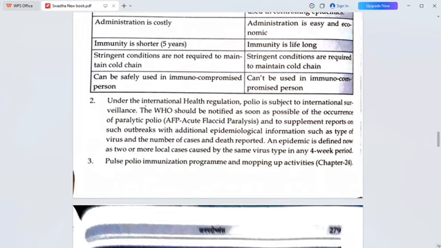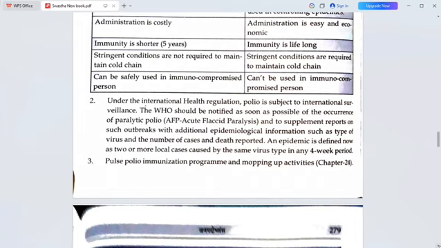Then, under the international health regulation, polio is subject to international surveillance. The WHO should be notified as soon as possible of the occurrence of polio, paralytic polio, and to supplement reports on such outbreaks with additional epidemiological information such as type of virus and the number of cases and deaths reported. An epidemic is defined as two or more local cases caused by the same virus type in any 4 week period. So, for polio, there is an epidemic if two or more local cases are caused by the same virus type in any 4 week period.